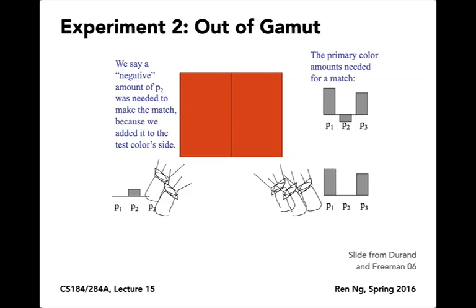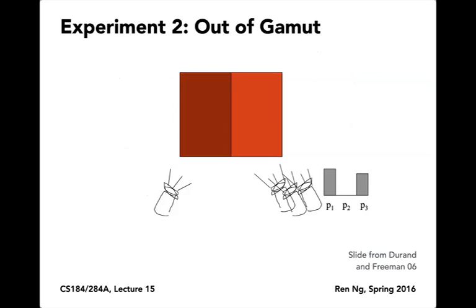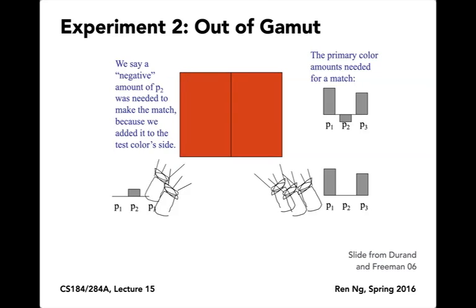So P2 is completely off on the right-hand side, and it's now turned on the left-hand side, which is strange, right? That didn't happen at all earlier. So it's as if we've taken the light and added it onto the test light side. It means that the test light is a different color now. Okay, so that's empirically what happens in this experiment when the test light is out of gamut.